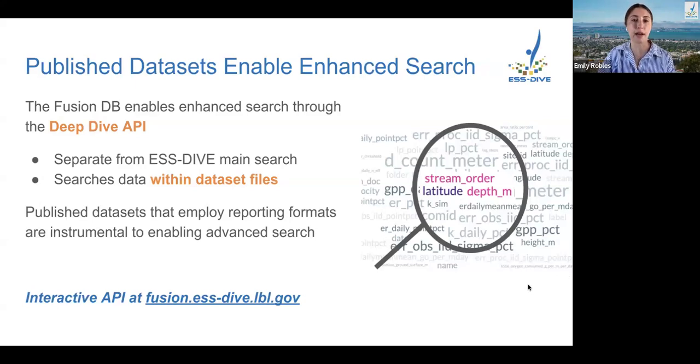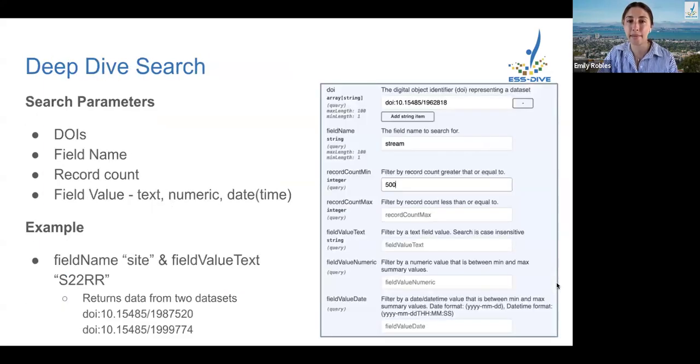And at this time, the Deep Dive API is available for use. And we do have an interactive API that you can visit at this link. But just to get an idea of the things that you can search for, the search parameters at this time are DOIs, field names, record counts, and field values. So this is a look at what that interactive API looks like.